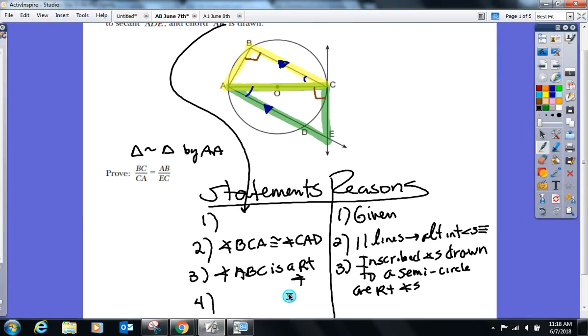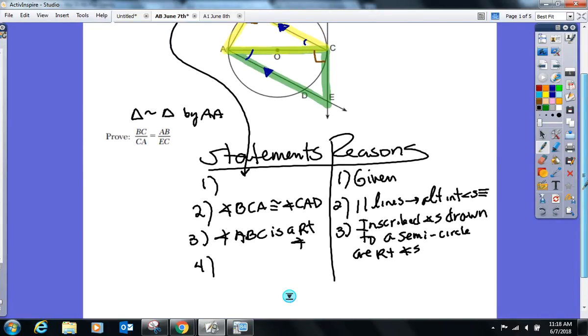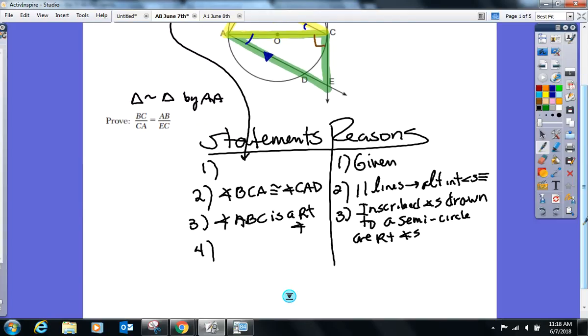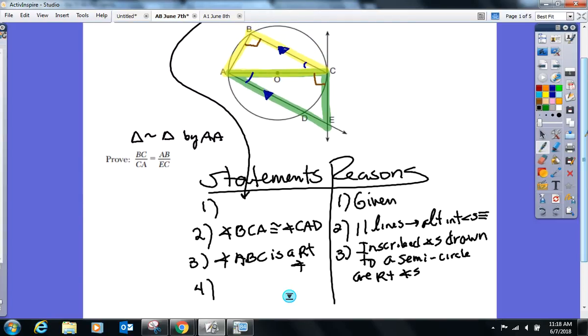That's what I have to write down first. All right? Because I could feel the pressure already coming. Somebody's going to correct me. AC perpendicular to CE.